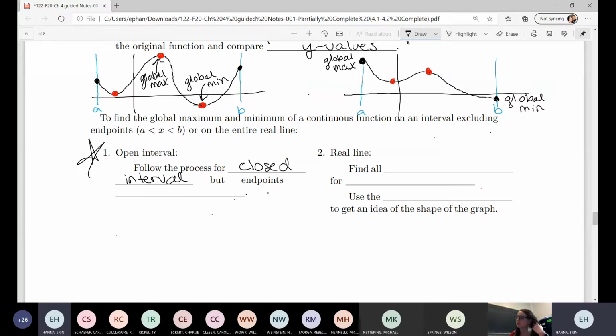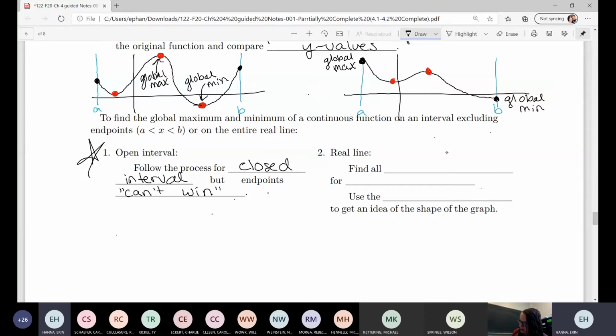And we will get to some examples of these today. So hopefully that'll clear up anything that's not quite clear yet. So we're going to follow that same process for closed interval, but now, this probably isn't the official way to say this by any means, but I like to say that the endpoints can't win.